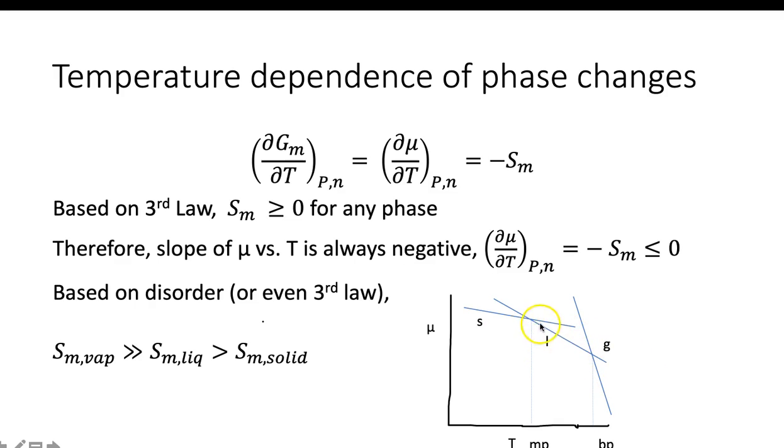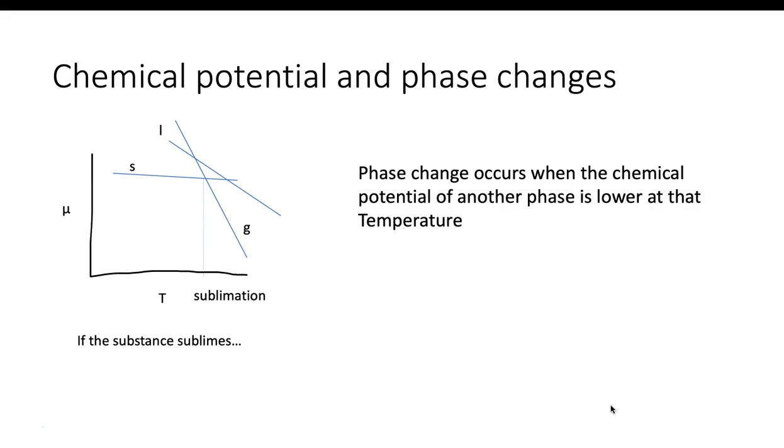And then as we increase temperature, it's lower, lower, lower until we get to this point where they're equal. That's the boiling point, where we have liquid and gas in equilibrium. We go a little higher in temperature and the gas now has the lowest chemical potential. So that's the phase we will see. So that's basically the thermodynamic driving force for phase transitions, temperature dependence.